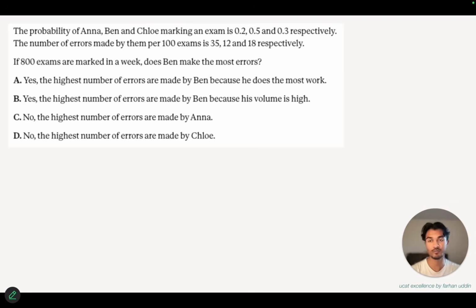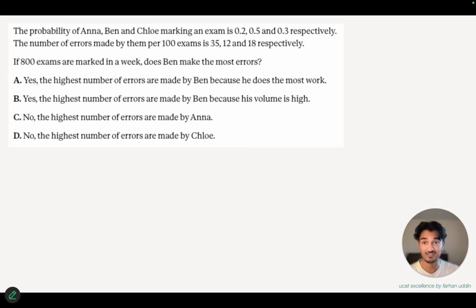All right, so let's run through this question now. The probability of Anna, Ben, and Chloe marking an exam is 0.2, 0.5, 0.3 respectively. And then the number of errors made by them per 100 exams is what we have here. You can assume these to be independent events, because one person getting an exam to mark and then them making errors on that marking would be independent. Maybe it is dependent in real life, but if it doesn't say so, then just assume that they're independent, unless one of the answers says there's no way that we can assume that they are independent events. So anyways, let's assume that they are independent.